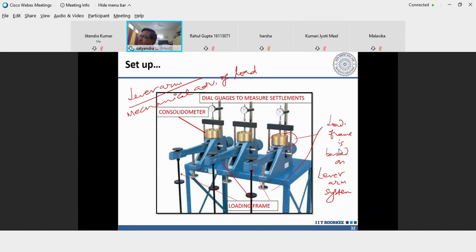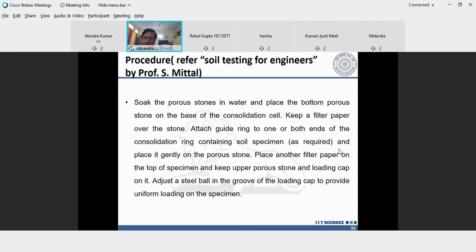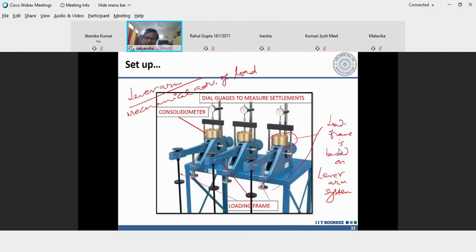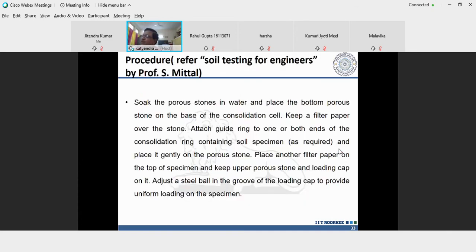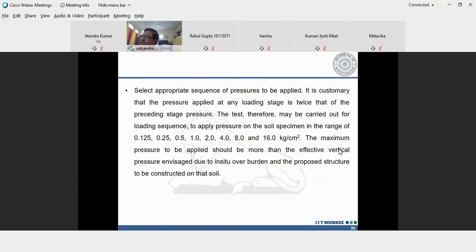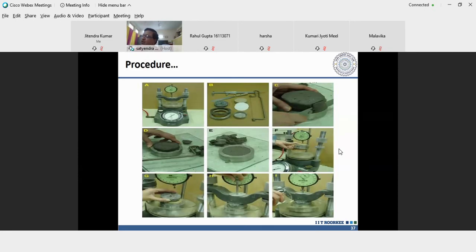So this is the general setup of the consolidometer, and in this setup, let me explain. Let me search a plain page. Yeah, so this picture also you can see. Here we use 2 porous stones. Then we need a consolidation ring.